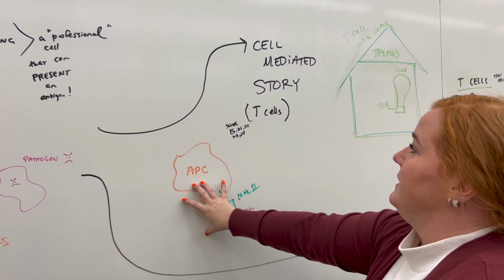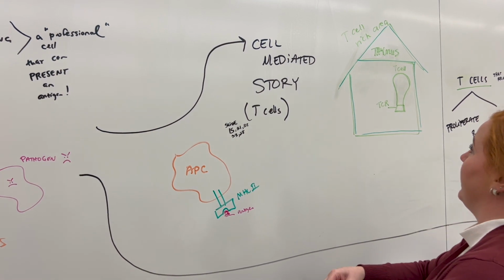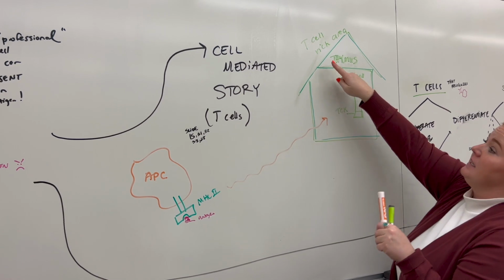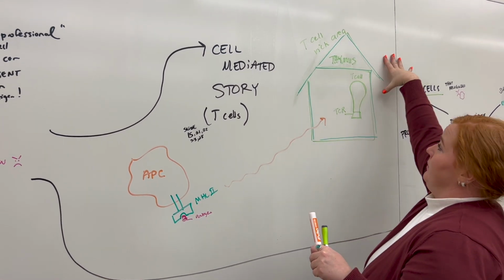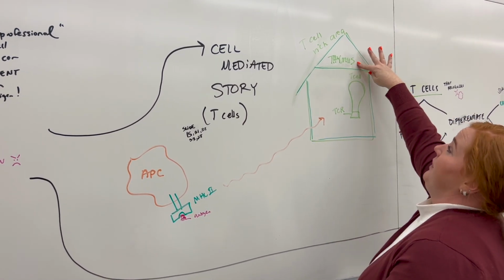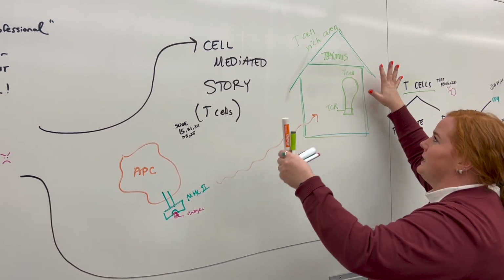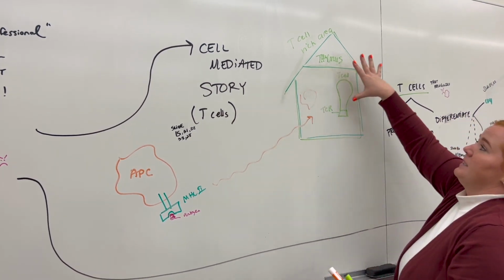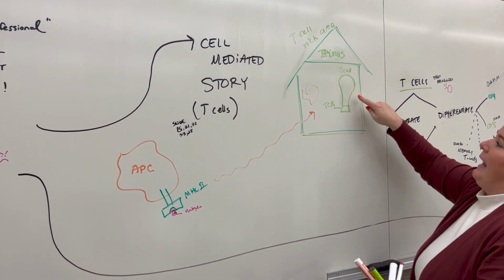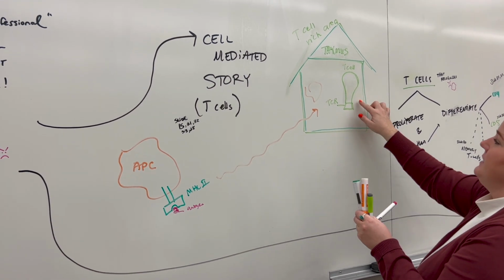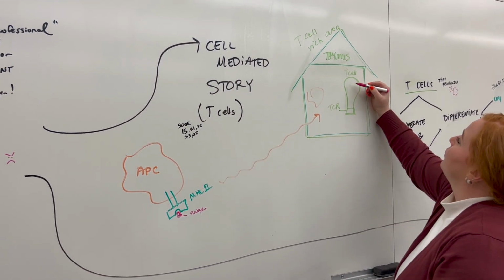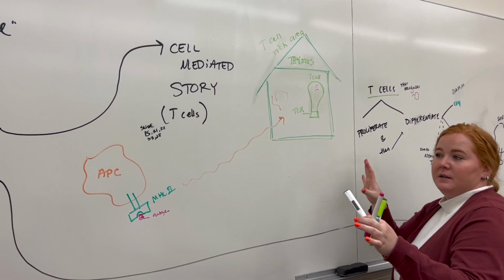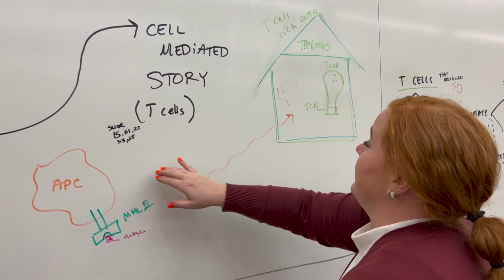Now, this APC is gonna come and migrate to a place that is rich in T cells. So in this example, we're gonna say the thymus. The thymus is a place that has a ton of T cells. So this APC is now in here. It's in this place that has a bunch of T cells, and this T cell has the ability to recognize that kind of pathogen that our APC had just eaten.